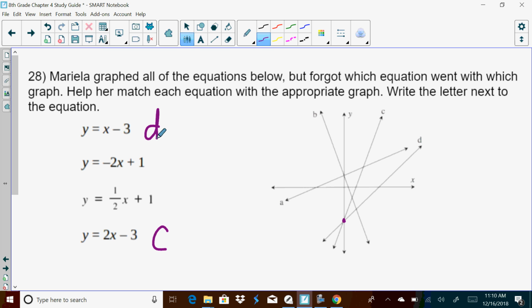So this one would be C, and this one would be D. And then for the next one, they both start at 1. Well, B is going in a negative direction, so B has to be this one. And A is going in a positive direction, so it has to be this one.